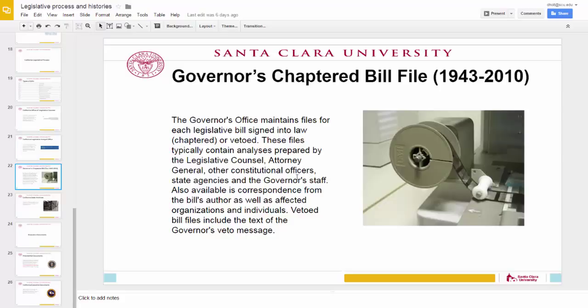materials created by the Legislative Counsel, by the Attorney General, by state agencies, the Governor's staff. It's also going to include the Governor's veto message or signing statement, and it may have committee reports that have been included. This generally is going to be your first stop in looking at California legislative materials. Unfortunately, it is rather antiquated. It is still on film. And so you need to use a microfiche reader or a digital film scanner to locate materials that are in this collection.